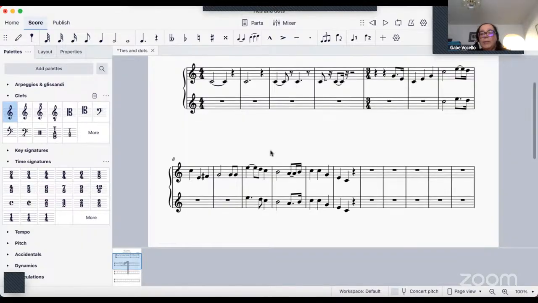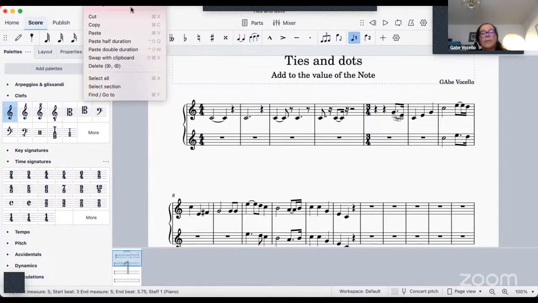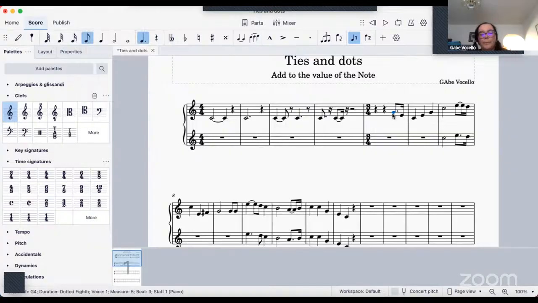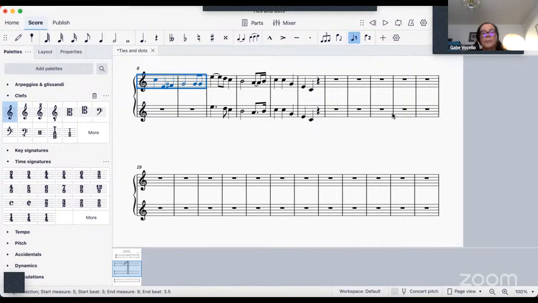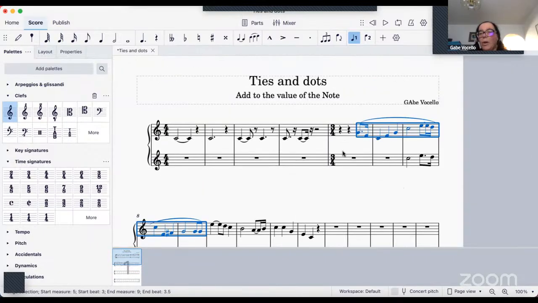Now, there are different ties. This tie here could be a phrase or legato. Legato means to play connected. I'm not sure if the program would play it. Let's hear.